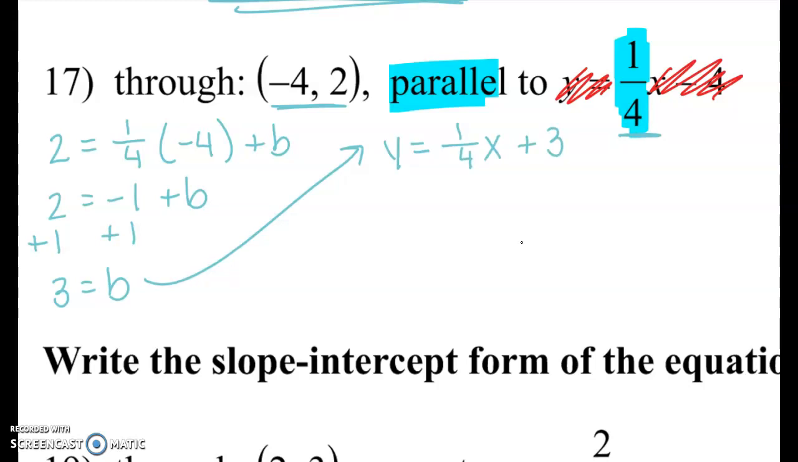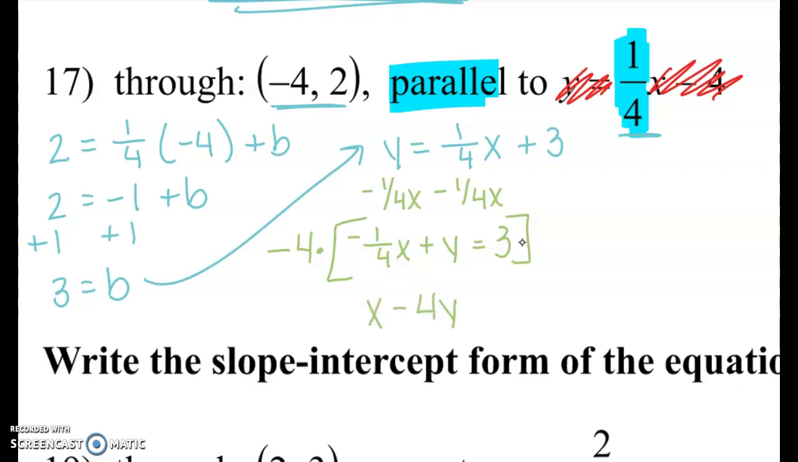Now we want this in standard form though, so I'm going to subtract 1/4 x from both sides. So negative 1/4 x plus y is equal to 3. Multiply everything by negative 4, the negative to cancel out the negative out front, and the 4 to cancel out the fraction. So I'm just going to have x minus 4y is equal to negative 12.